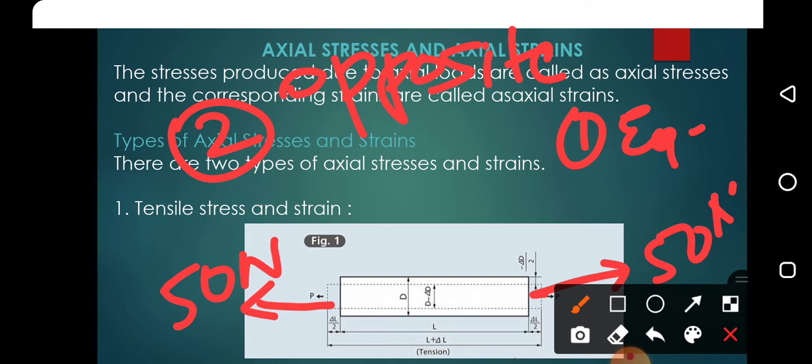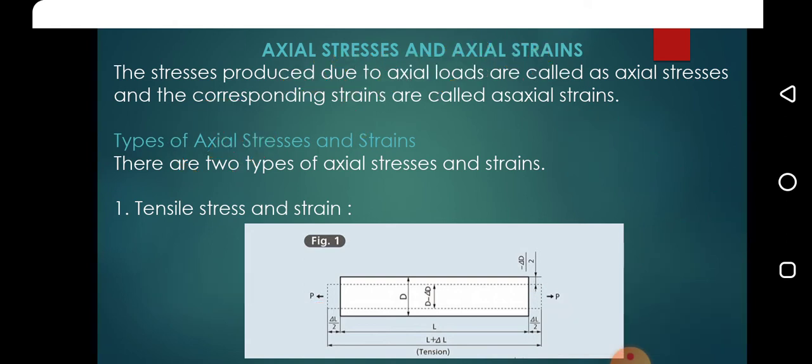Next, we can define what happens internally in the member. There is a resisting force, it resists the external force, so the resisting force is nothing but the tensile stress. Here the body is elongated along the longitudinal direction. Longitudinal direction means the x direction, and lateral direction is the y direction. It will decrease in the lateral direction and elongate in the longitudinal direction.